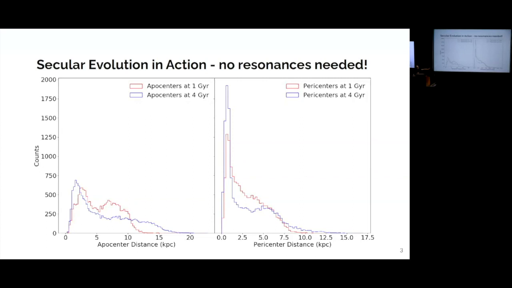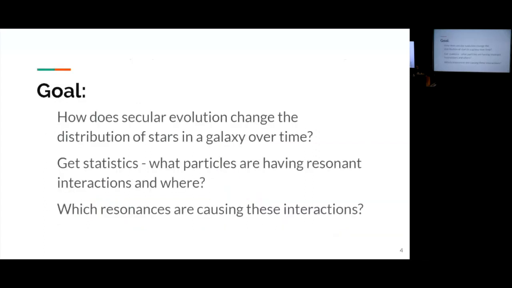You will see that you're, on average, moving in, but you also have this longer tail, which is interesting. So the goals for this project were to get at how cellular evolution changes the distribution of stars in a galaxy over time. This is the observationally based question here: me, an observer, what am I going to be seeing? What can we predict from this?